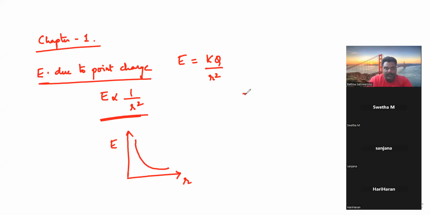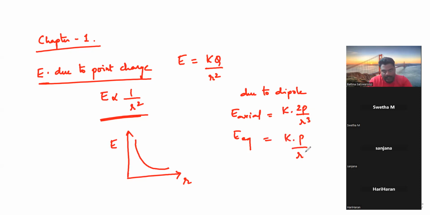Right? Next, due to dipole. What happens due to dipole? Two cases come: E axial and E equatorial. What comes for E axial? K into 2p by r cube. What comes for equatorial? K into p by r cube. Correct? So what are we going to plot now? We are going to plot E and r. You know very well that E is inversely proportional to 1 by r cube. So what will happen here? It will be a curve which is very close to the x-axis, closer than this one, right?